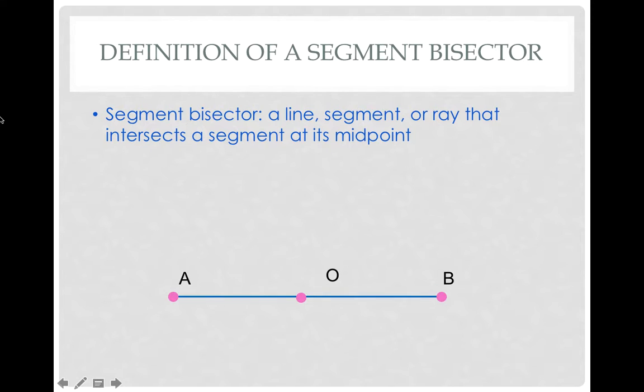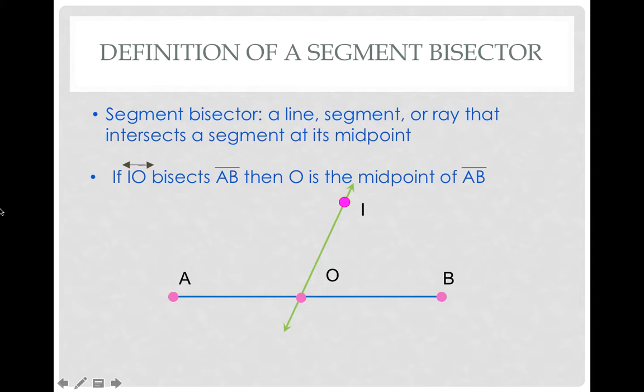Okay, so we start with this segment, and then, oh no, the segment bisector comes in and slices it in the middle and hits it at the midpoint, which in this case is point O, which makes it split into two congruent pieces, okay, because midpoints lie in the middle and create two congruent segments. So if line IO bisects AB, then O is the midpoint of AB, which means it splits it into two congruent segments, segment AO and OB.